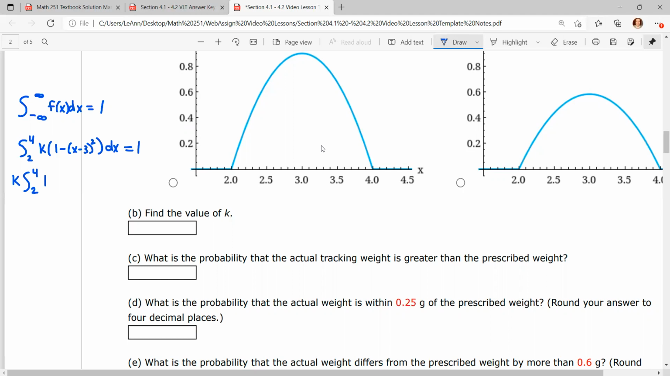And I would actually FOIL this out. This is x squared minus 3x minus 3x is minus 6x plus 9. And then distribute that negative. So we have minus x squared plus 6x minus 9 dx equals 1. We can combine that 1 and negative 9, just cleaning this up a little bit. That's negative x squared plus 6x minus 8 dx equal to 1. You can divide by k, get that over to the other side.